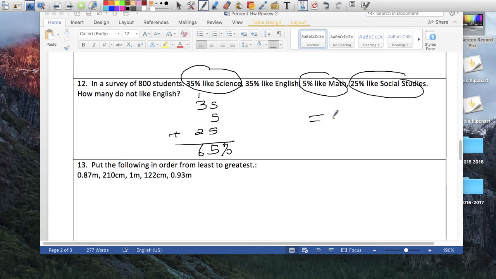So let's find out what that translates to in terms of numbers. So here's 100%. Here's the 65% that don't like English. Here's the 800 students. And let's see what that translates to. Oh, this is easy.